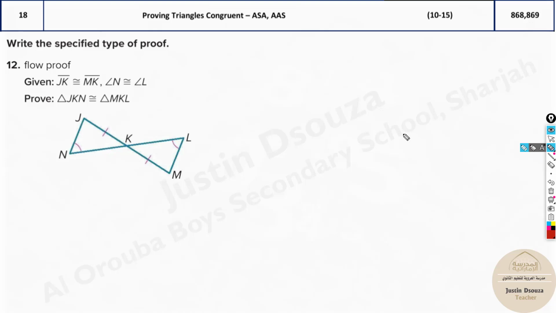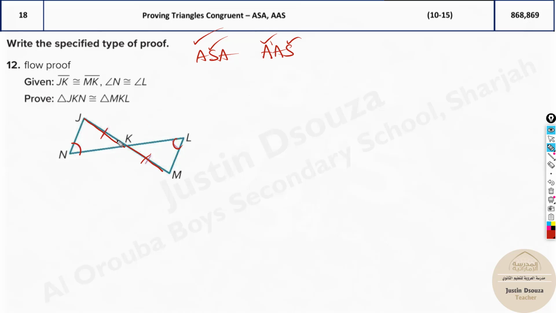You need to write it in detail, but I'll just tell you how we can analyze this. First, given, let's see, JK and MK. They are equal, that's given over here in the figure itself. Angle N, angle L. So it's either ASA or AAS. So you need only one side. One side is done. Okay, these sides are done. One angle is done. Now one more angle is required.